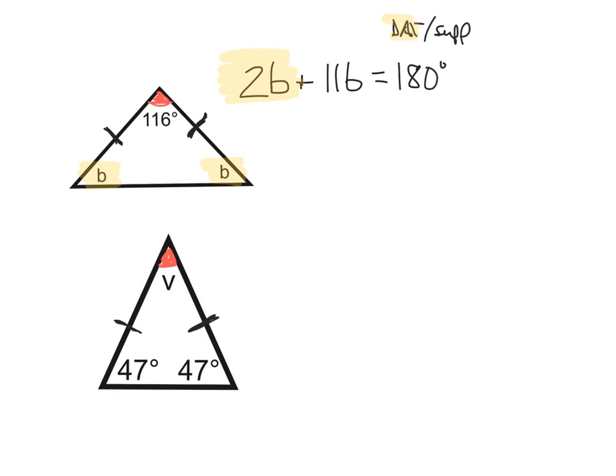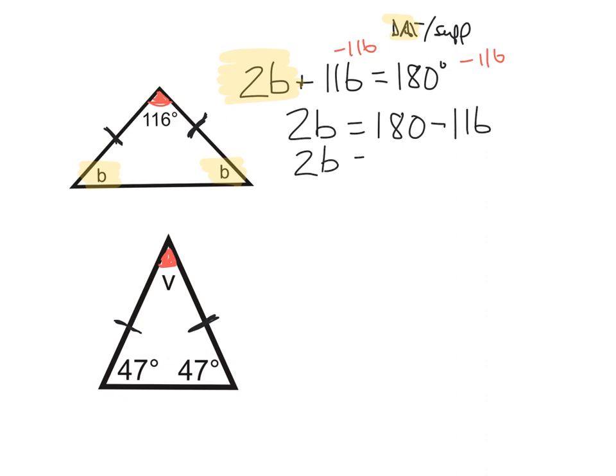So we're going to say, if you're a balancer, you know you've got to get rid of this 116. So we're going to subtract 116 from both sides. If you're an inverse operations person, you're going to say 2b equals 180 minus 116, and we have to simplify that first before we start attacking this 2b.